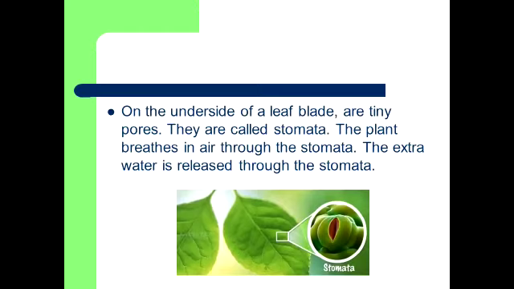On the underside of a leaf, that is below the leaf, not on front, the underside of the leaf. On the underside of a leaf blade are tiny pores. They are called stomata. The plant breathes in air through the stomata. The extra water is released through the stomata.